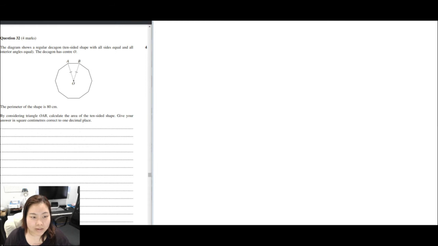So let's keep going. 4 marks this question. The diagram shows an irregular decagon. The decagon has a center O. The perimeter of the shape is 80 centimeters, so that means it's 8 centimeters per side. By considering triangle OAB, calculate the area of the 10-sided shape. Give your answer in square centimeters correct to 1 decimal place.